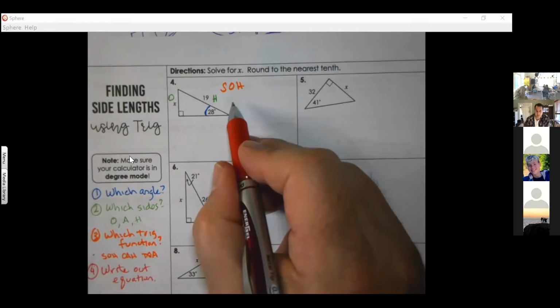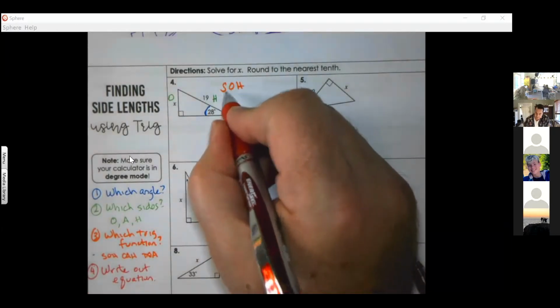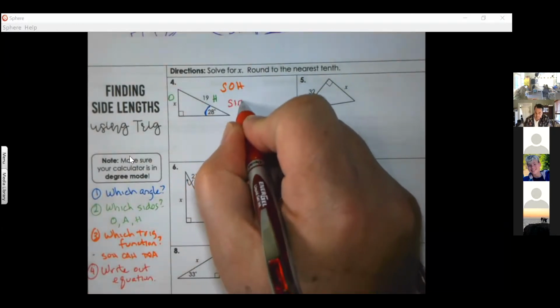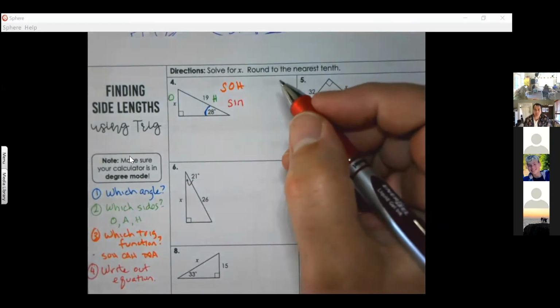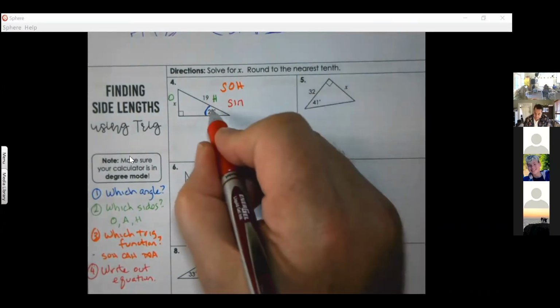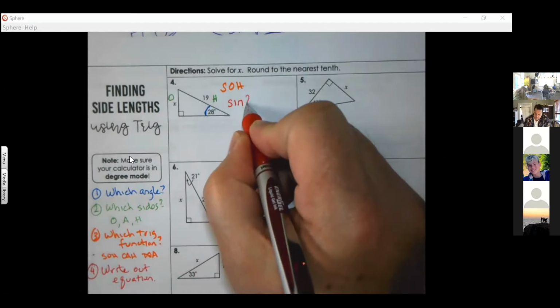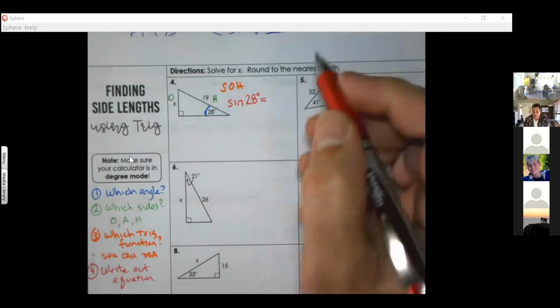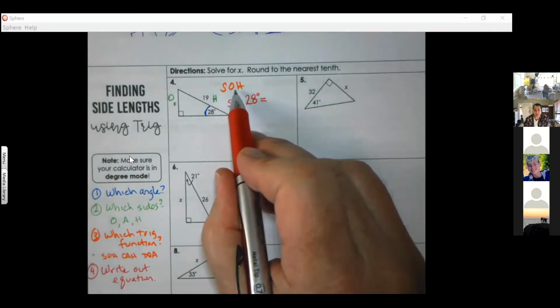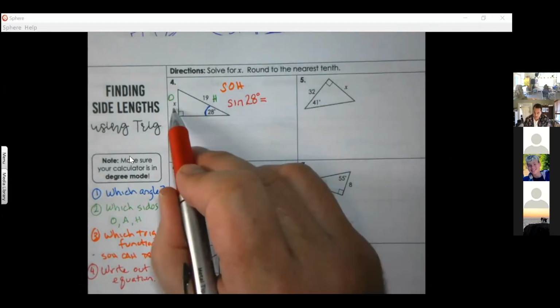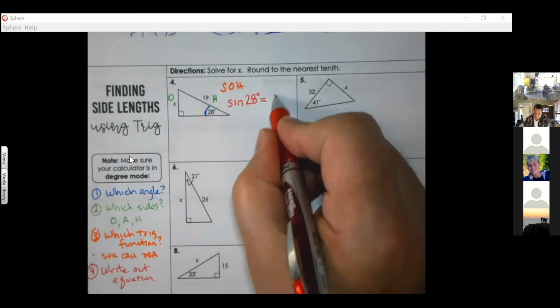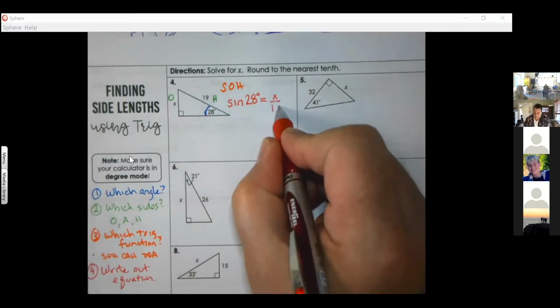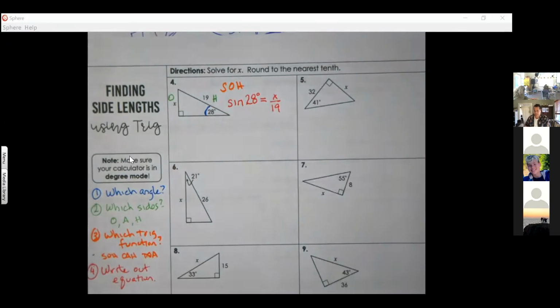So what that means for me here is I recognize that this means it's sine, so I write the sine, S-I-N. And always, always, always after that, I put in the angle measure, in this case, 28 degrees. And it's going to equal the ratio of those two sides, top to bottom. So in this case, it would be opposite x over 19. That's my trig equation.